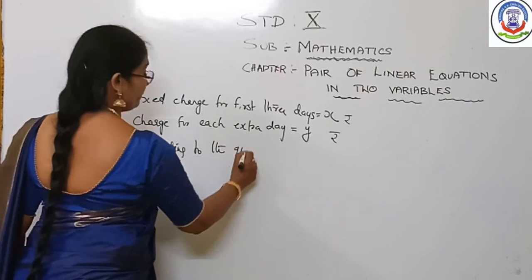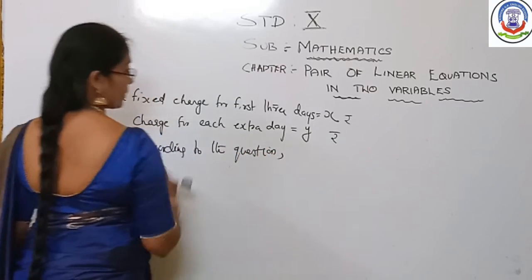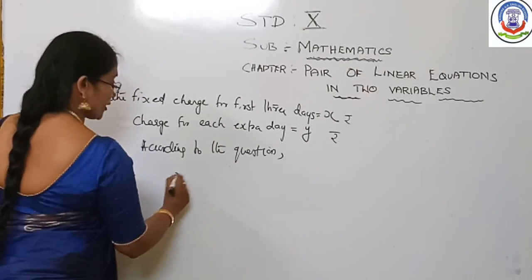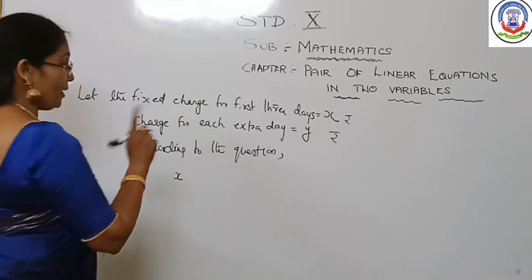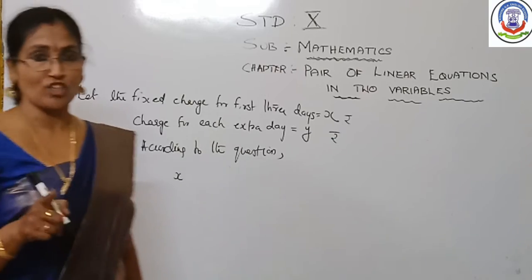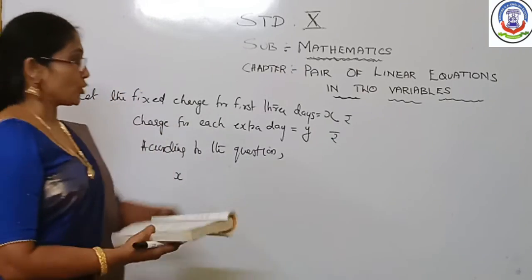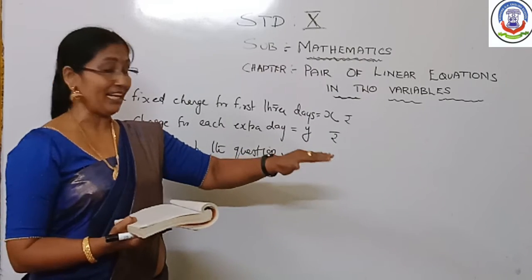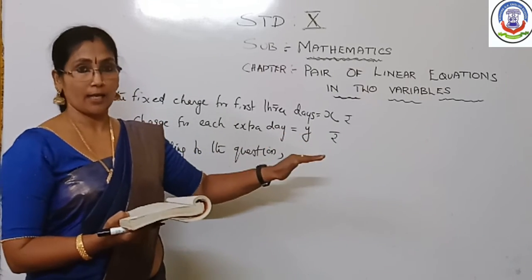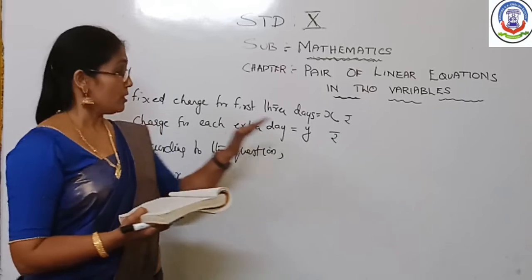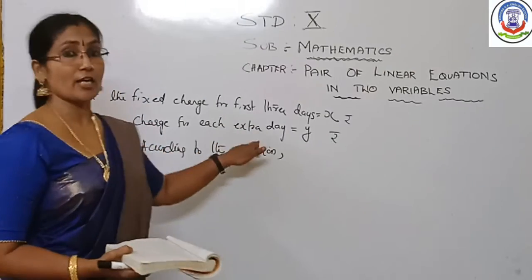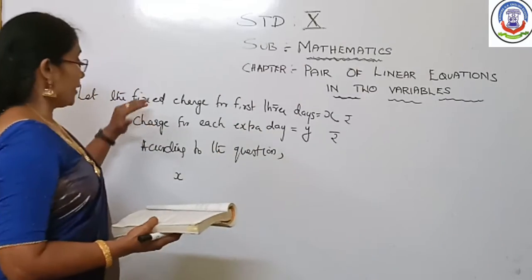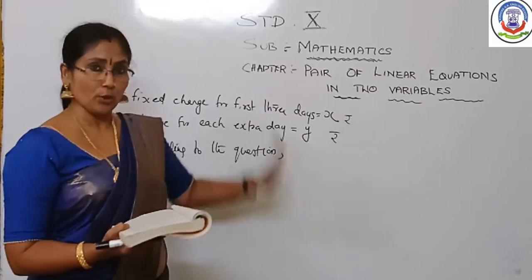According to the question, she has to give the fixed charge for the first 3 days. Then how many days has she kept the book? 7 days. So for 3 days she has to give x rupees. How many days are remaining? 7 minus 3, that means 4 days she has to give charges for extra. Clear for you children? Fixed charge for the first 3 days she has to give.